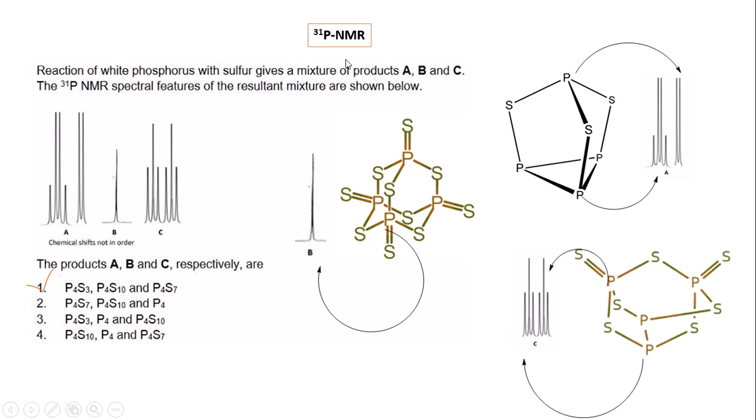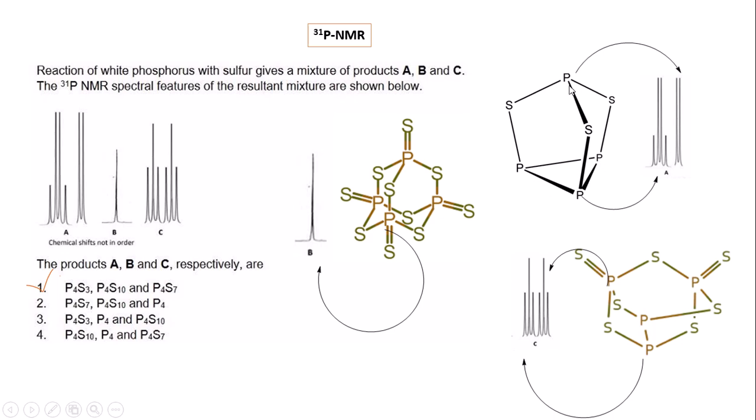This is the 31P NMR problem, where the NMR gives different types of the phosphorus compound. This is the structure of P4, where all the phosphorus atoms are symmetrical, so it gives a singlet peak, and this matches with P4. And in the structure of P4S3, two types of phosphorus atoms are present, one in the triangle and another at the apex.